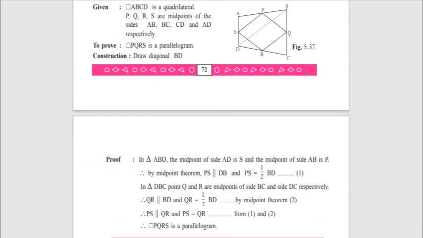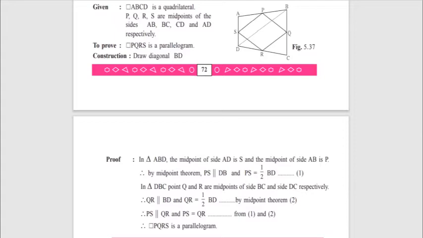In triangle ABD, the midpoint of side AD is S and the midpoint of side AB is P. Now look at the figure. Apply the midpoint theorem. What is the midpoint theorem? The segment joining midpoints of any two sides of a triangle is parallel to the third side and half of it. Once again I repeat, the segment joining midpoints of any two sides of a triangle is parallel to the third side and half of it.